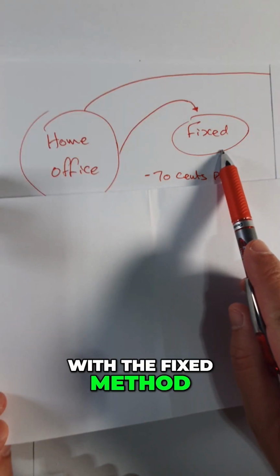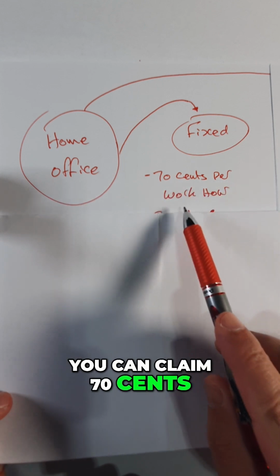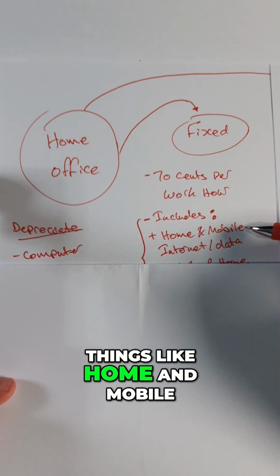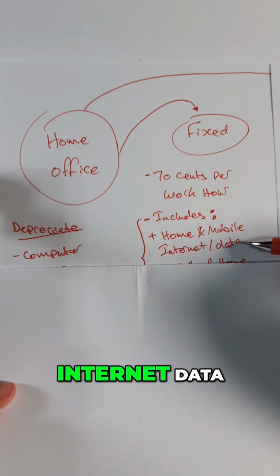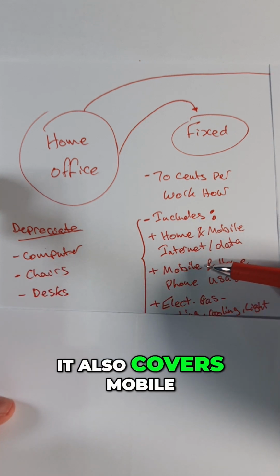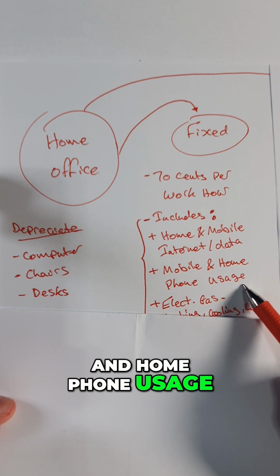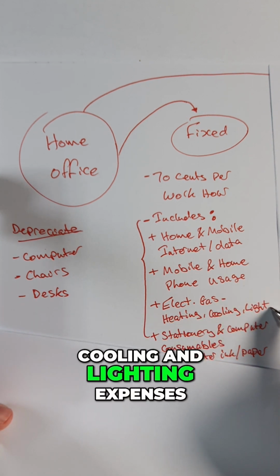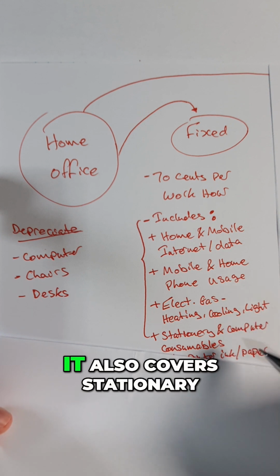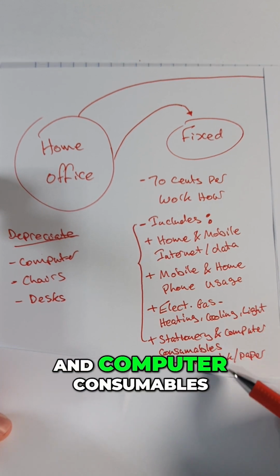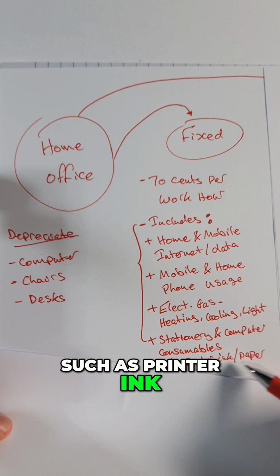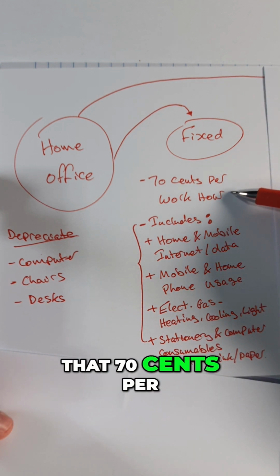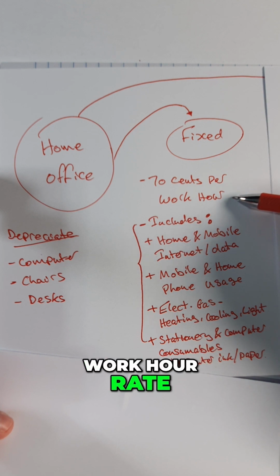With the fixed method, you can claim 70 cents per work hour, and that covers things like home and mobile internet data. It also covers mobile and home phone usage, and also electricity, gas, heating, cooling, and lighting expenses. But it also covers stationery and computer consumables such as printer ink and paper. That's all incorporated in that 70 cents per work hour rate.